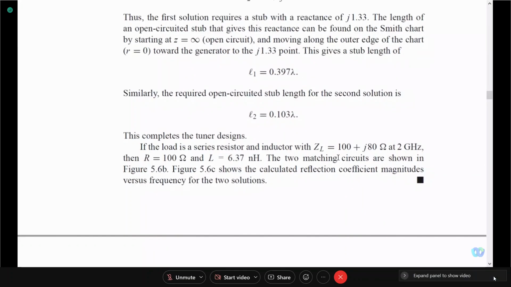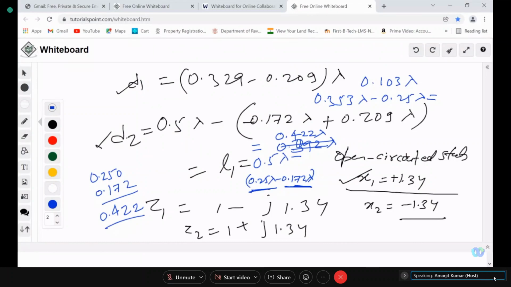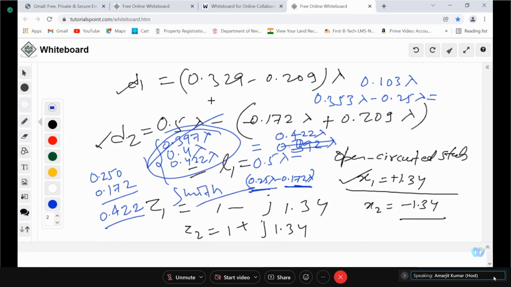No problem, but they have not written all the steps that I am doing here; they have directly written D1, D2, L1, L2. That is not a good practice, and you should also not do it directly. Do it like we are doing here, each step, minus this, plus this. Whether you get 0.4 lambda, 0.397 lambda, or 0.422 lambda, 100% marks will be given as per the Smith chart. But write all the steps. Here we are getting the exact answer that they are getting. So write all the steps.